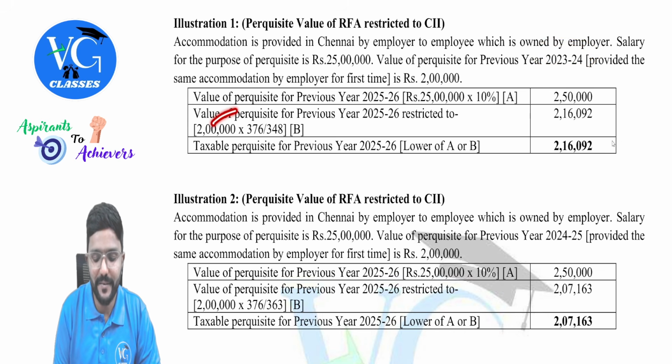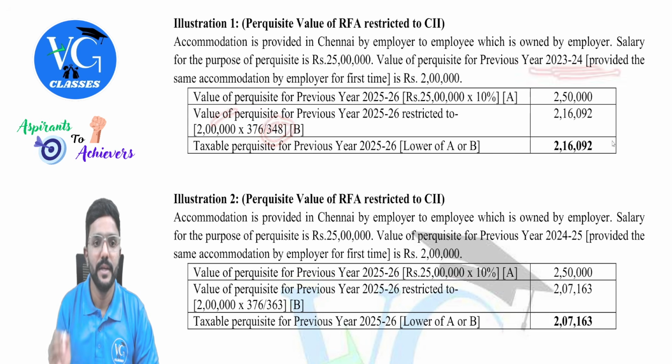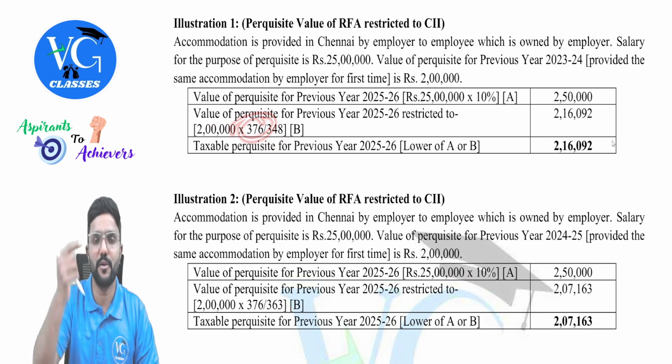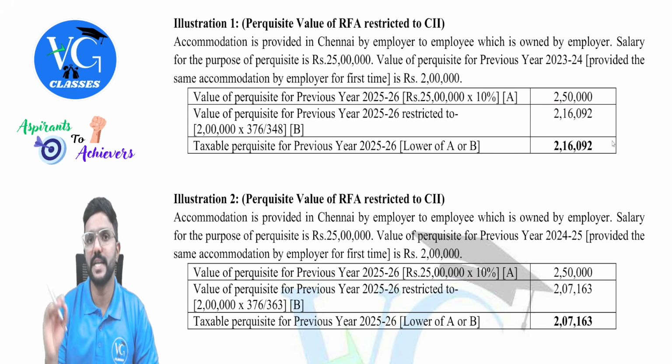Okay. So 2 lakh divided by 348. 348 is the cost inflation index for which year? 23-24. Okay. Into 376, which is the cost inflation index for our current previous year. This value will come to 2,16,092.